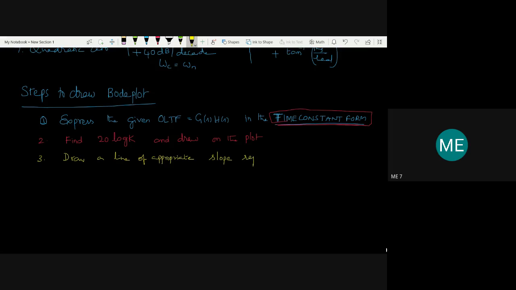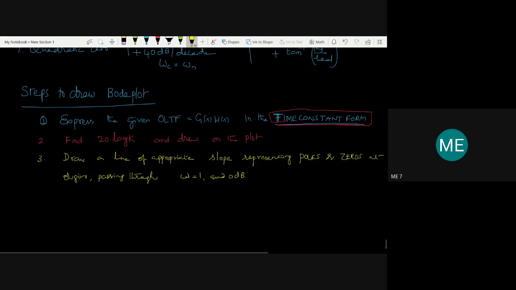Appropriate slope for representing the poles or zeros at origin. This is the thing which you need to do. Next, after drawing this line of slope at origin, it is passing through the intersection point, that is omega equal to 1 and the 0 dB line.